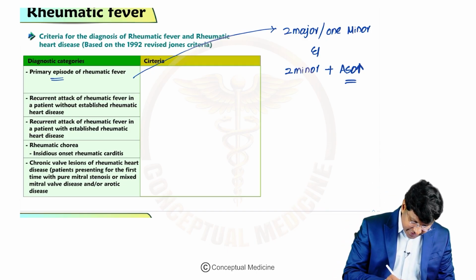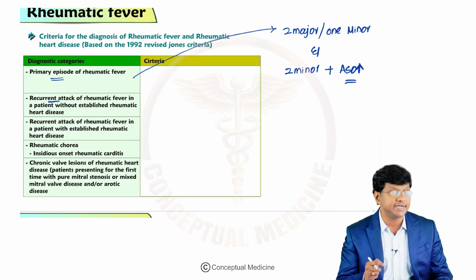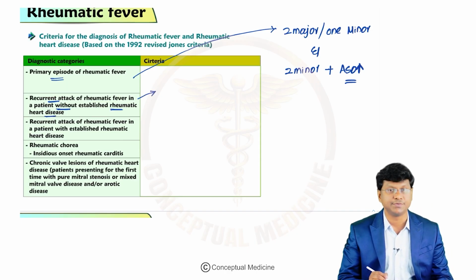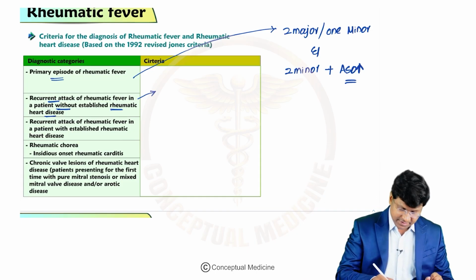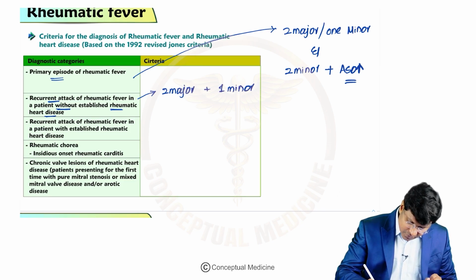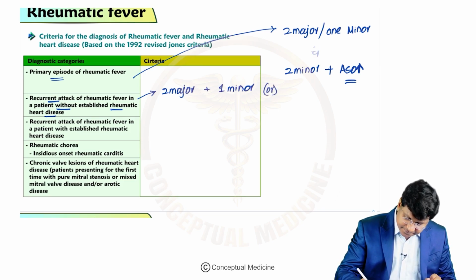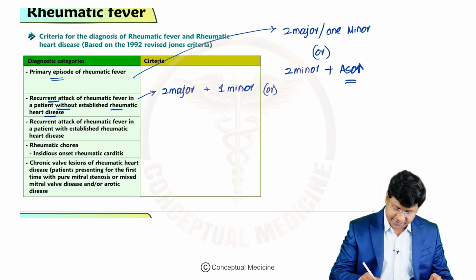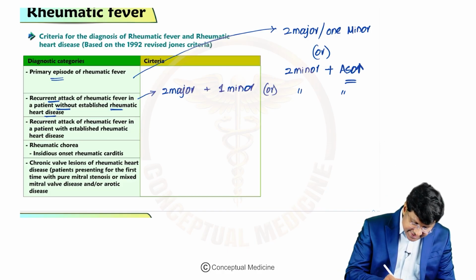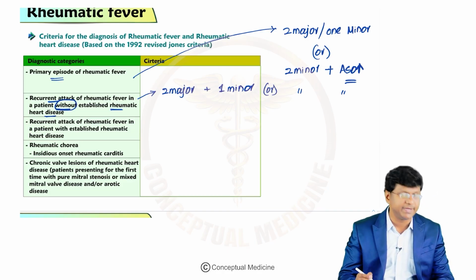Now you take the second scenario, recurrent attack of rheumatic fever in patients without established rheumatic heart disease. What will be the criteria in this scenario? Almost the same, that is 2 major plus 1 minor, or 2 minor manifestations plus evidence of recent streptococcal infection. That is in the clinical scenario without established rheumatic heart disease.